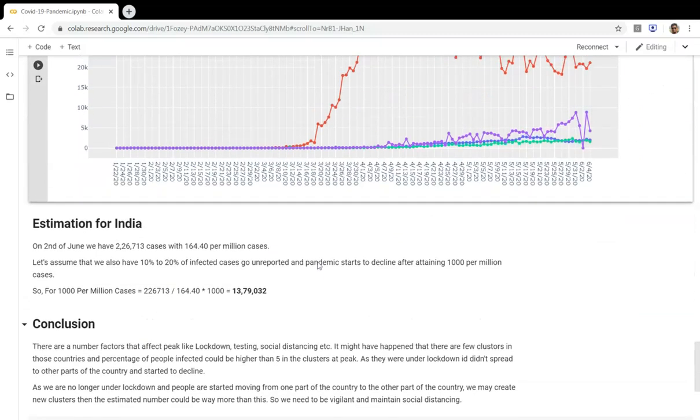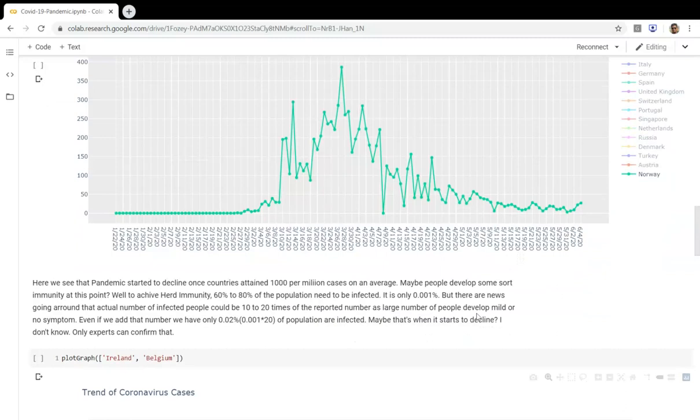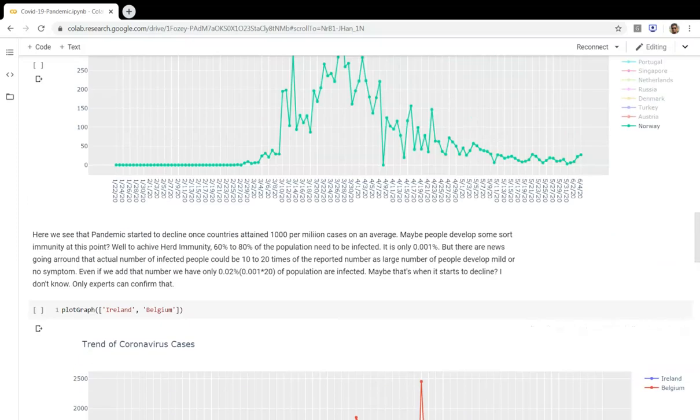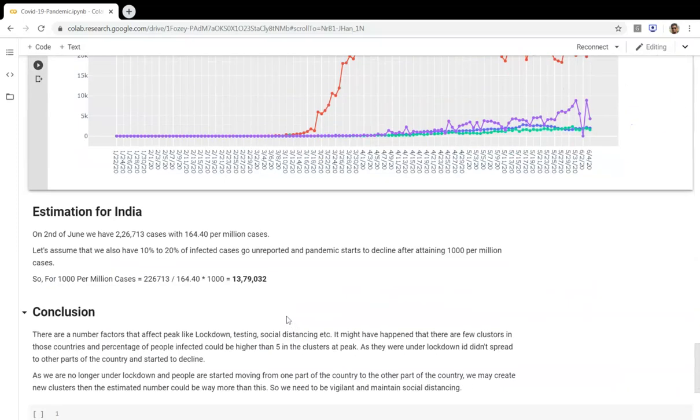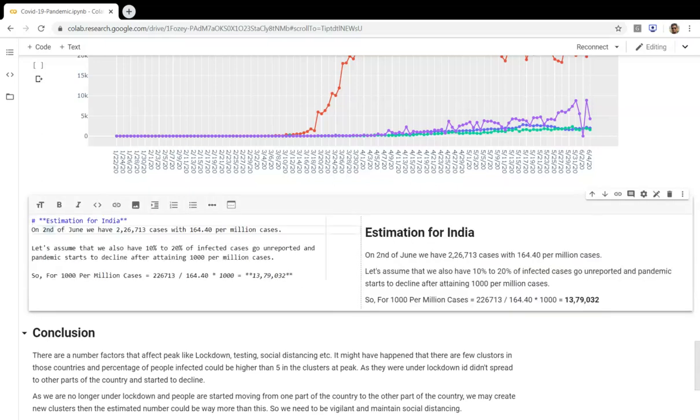So what we have learned here is that most of the countries, I mean these 13 countries, started to decline after their per million cases reached 1,000. If we go through this trend and assume that 10 to 20 times the infected cases go unreported, and also assume, which is not a proof, right, that the pandemic starts to decline after attaining 1,000 per million cases. You know, on 4th of June, okay, let me correct it.